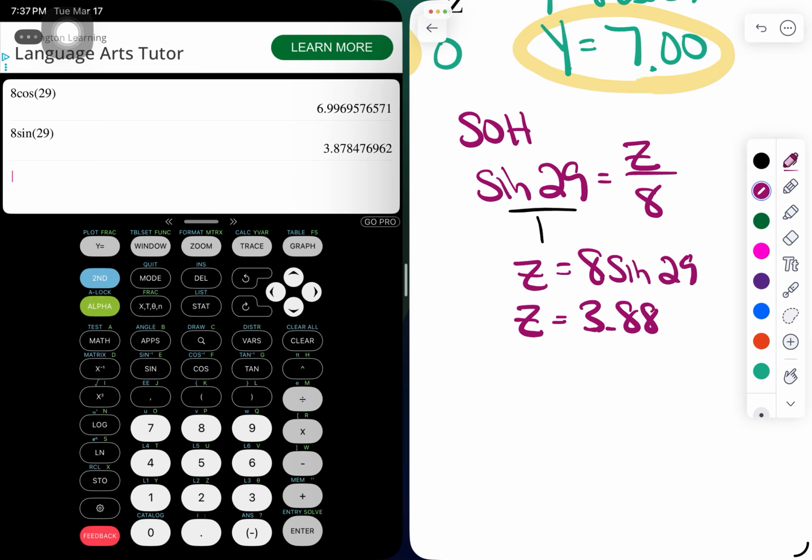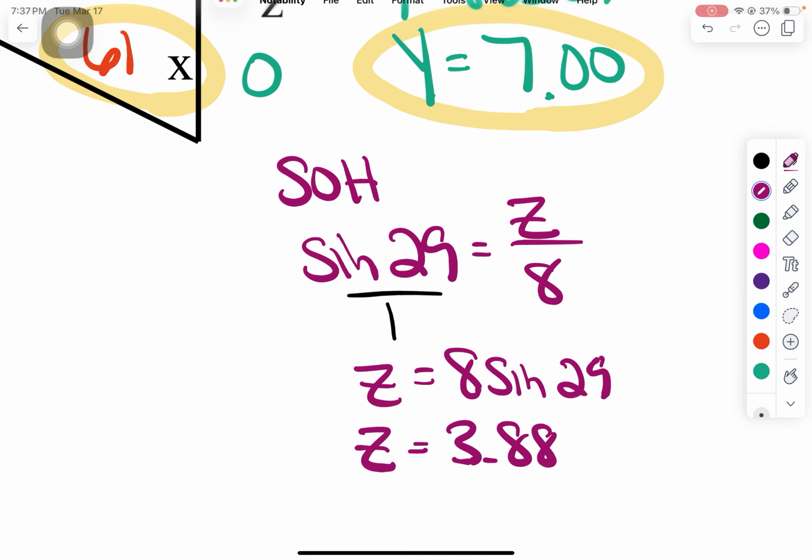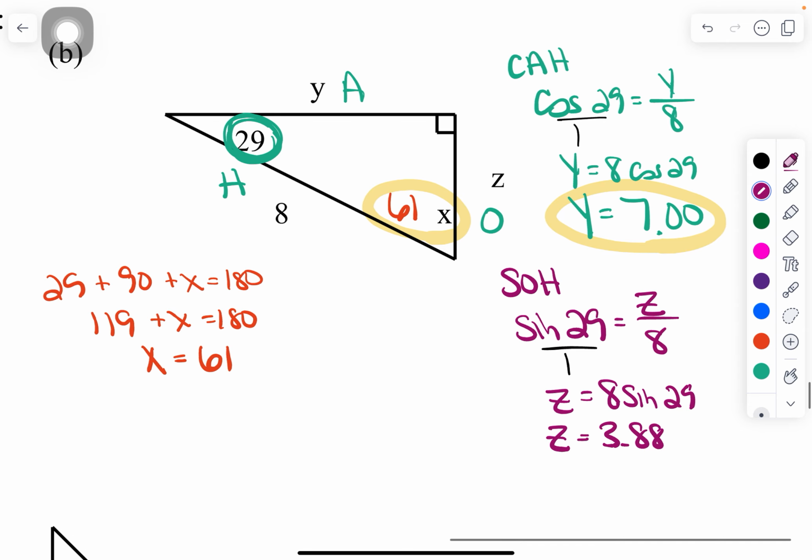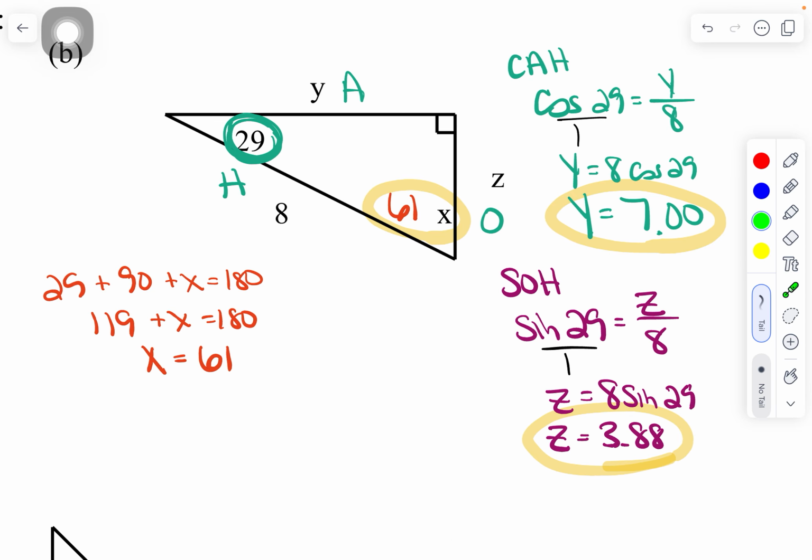Because it would be 3.878. That 8 will turn the 7 into another 8 there. All right, lose the calculator, get all the pieces up there. Whoops. And there is z. So for this particular problem, you found x. We found that first, then we found y, and then we found z.